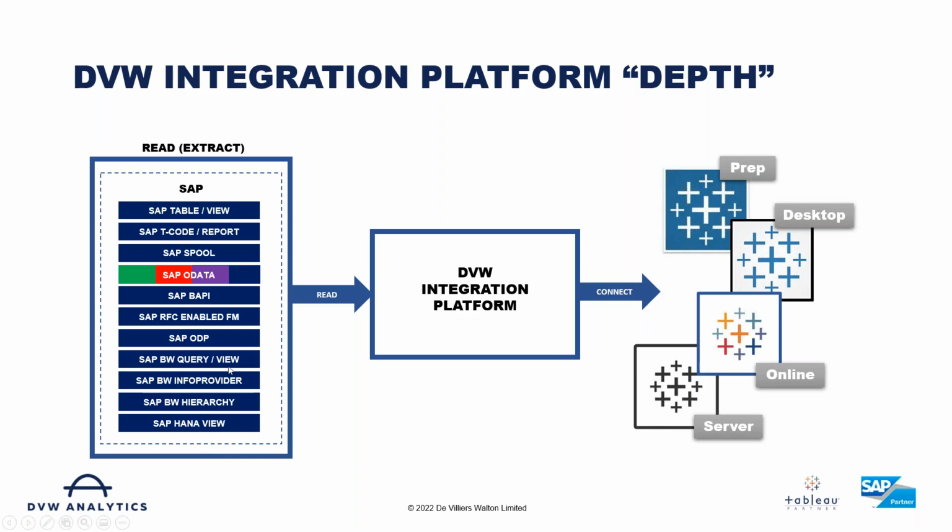On the BW side, we can connect into all manner of objects. So we can connect into queries, query views, all different types of objects within BW, such as info providers, cubes, multi-providers, DSOs, even info objects. And we can even bring out flattened versions, if you like, of hierarchies so that you can use those in your analytics to combine and consolidate data. Finally, if you're running SAP on HANA, then we can read from any HANA view, whether it be a CDS view, a calculation view, any type of HANA view can be read.